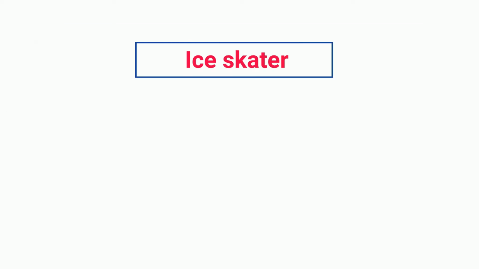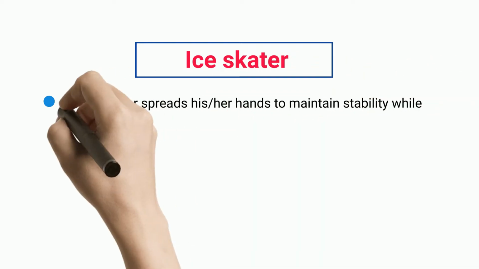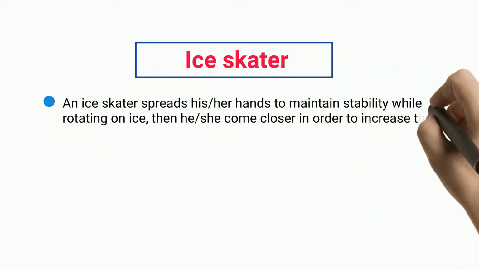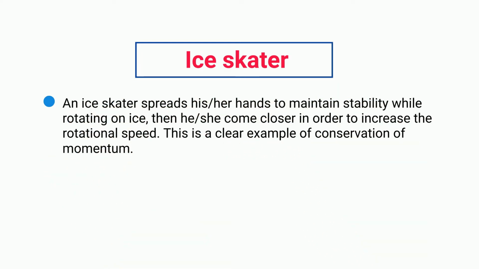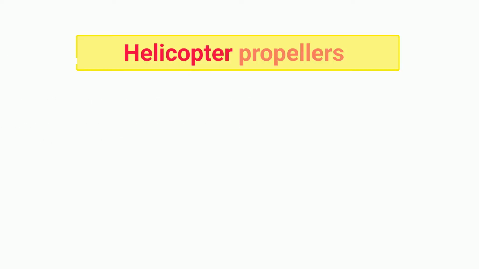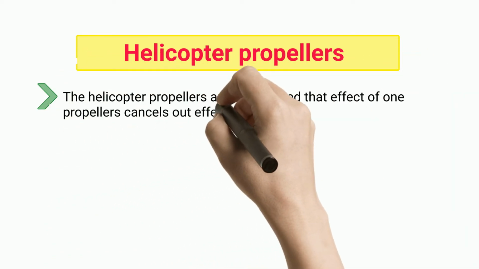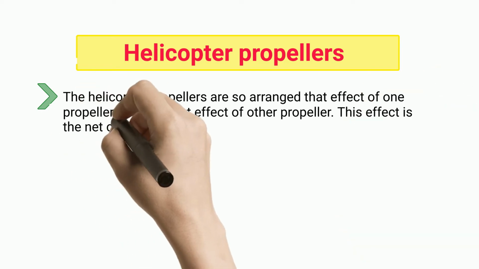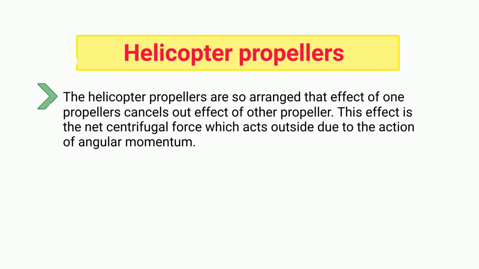Ice skater. An ice skater spreads her hands to maintain stability while rotating on ice, then she comes closer in order to increase the rotational speed. This is a clear example of conservation of momentum. Helicopter propellers. The helicopter propellers are so arranged that the effect of one propeller cancels out the effect of the other propeller. This effect is the net centrifugal force which acts outside due to the action of angular momentum.